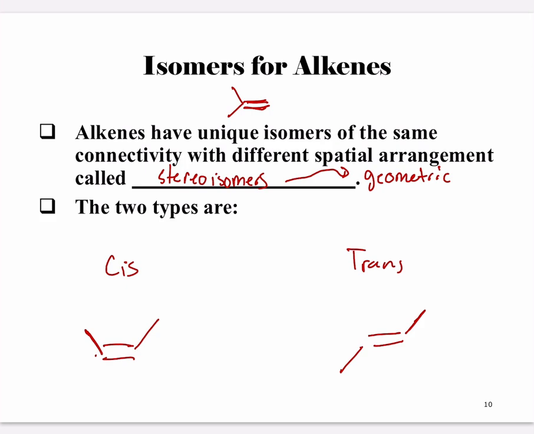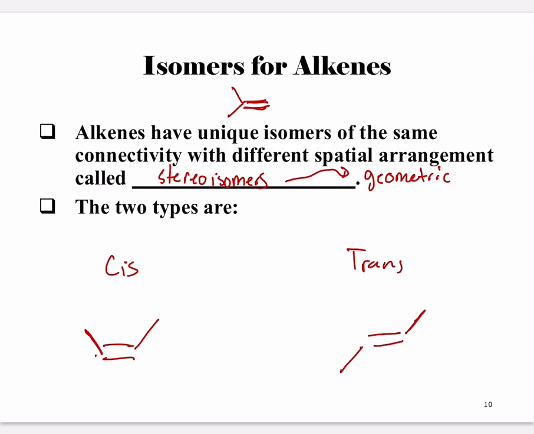And this is why you need 4 unique groups on the sp3 carbons to get chiral centers and stuff, because that's the only way you can have the non-superimposable mirror images of each other. The connectivity is the same, meaning the same atoms are bonded to the same atoms, but the way they're arranged in 3D space is very different.